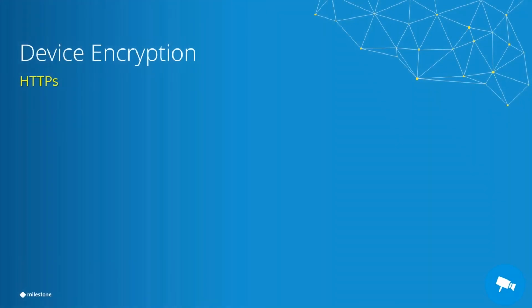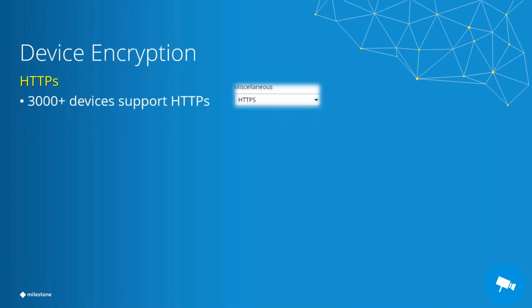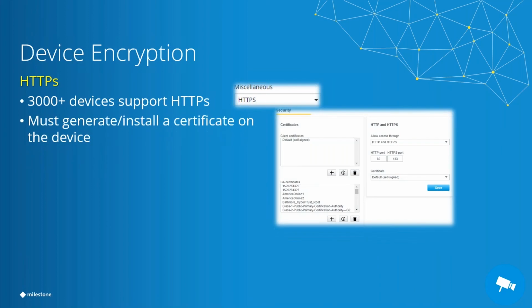So first, we're going to explore secure hypertext transport protocol encryption. Basically, we support over 3,000 devices in our device pack that have support for HTTPS communications. In order to use HTTPS, you first have to generate and/or install a certificate on the device. So you're actually going to go to the camera or other network device and either create a self-signed certificate, or you can install a CA-signed certificate on the device.